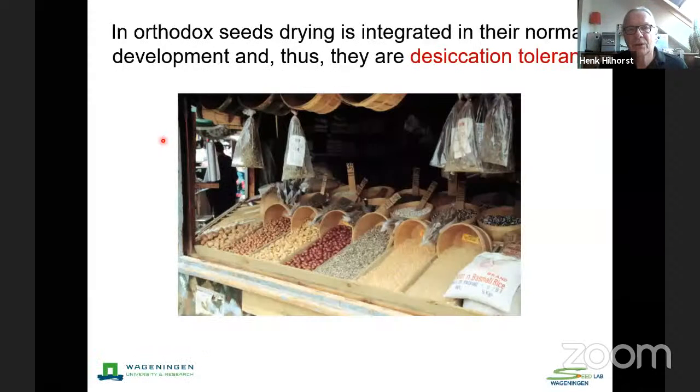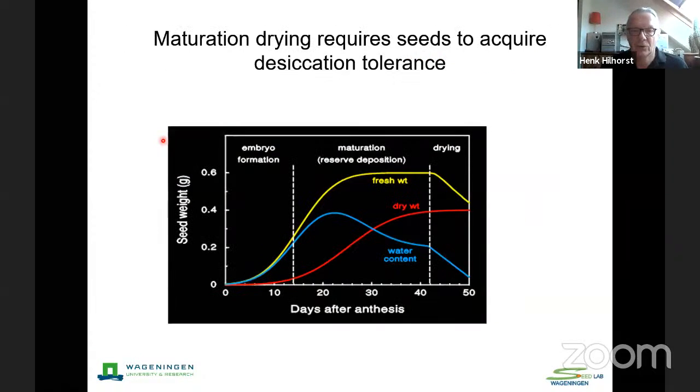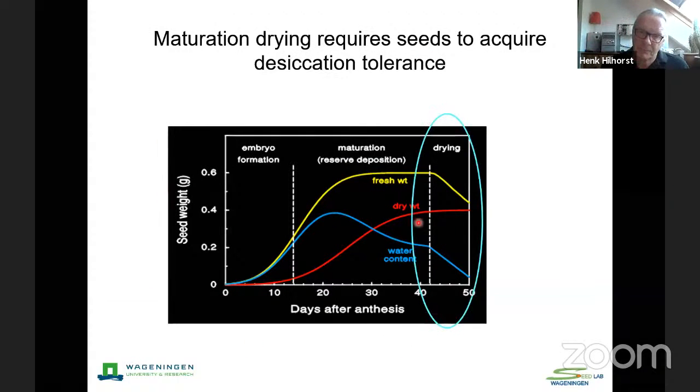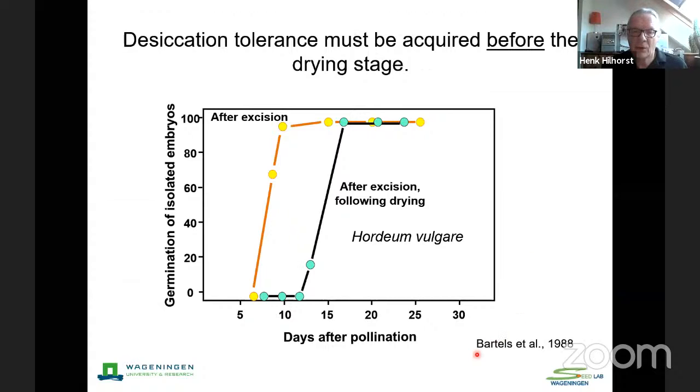In orthodox seeds, drying is integrated in their normal development, and so the seeds become desiccation tolerant. That is necessary because of this drying phase in many seeds. They have to be tolerant to survive that. And you can see how that develops in barley in this case.